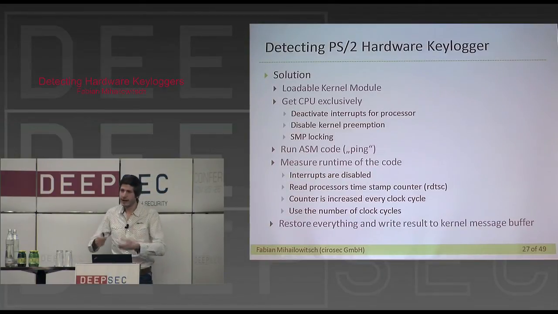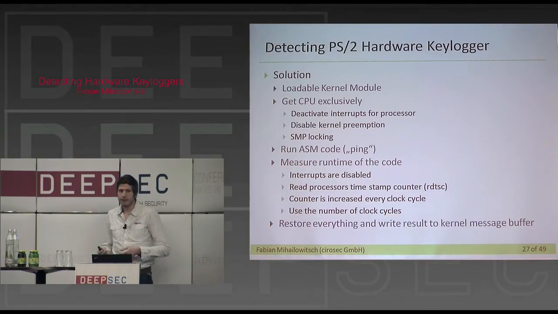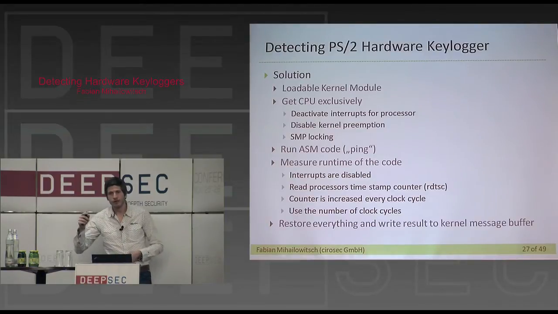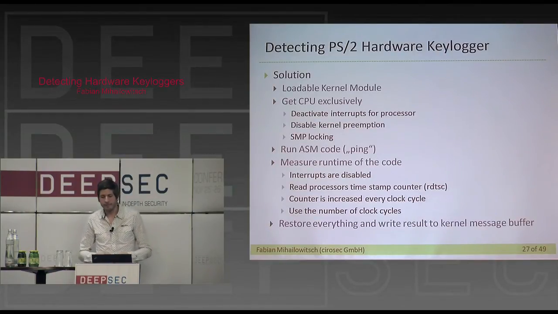Once the code is running, I need to measure the time it takes to run. Since we disabled interrupts, we don't get accurate timing anymore. So what I did is I read out the processor's timestamp counter, which is the RDTSC register, which is increased every clock cycle, and we can count the number of clock cycles it takes to run our code. If we want to, we can calculate the time from the number of clock cycles based on our CPU, but we don't need it. We can just work with the clock cycles. It can't get more accurate, so I just used that one.